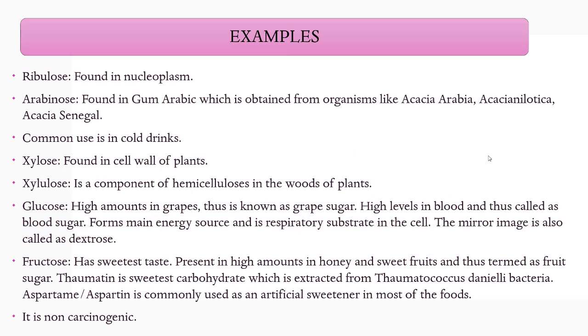Examples. Ribulose, it is found in nucleoplasm. Arabinose, it is found in gum arabic, which is obtained from organisms like Acacia arabica or Acacia senegal. Common use in cold drinks. Arabinose is used in cold drinks.